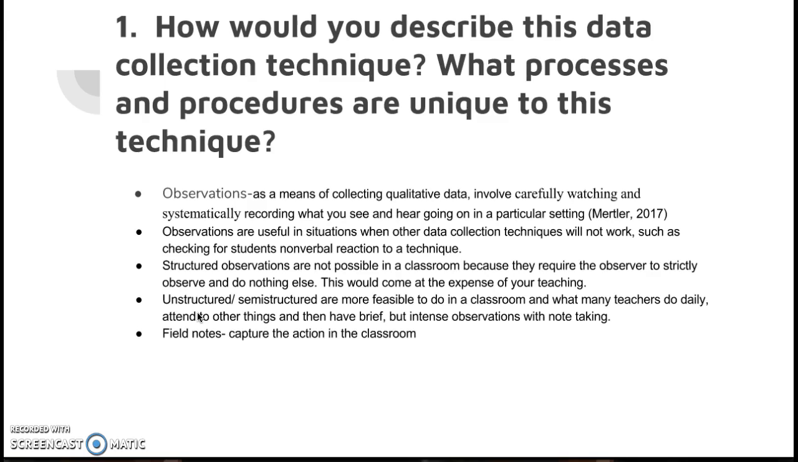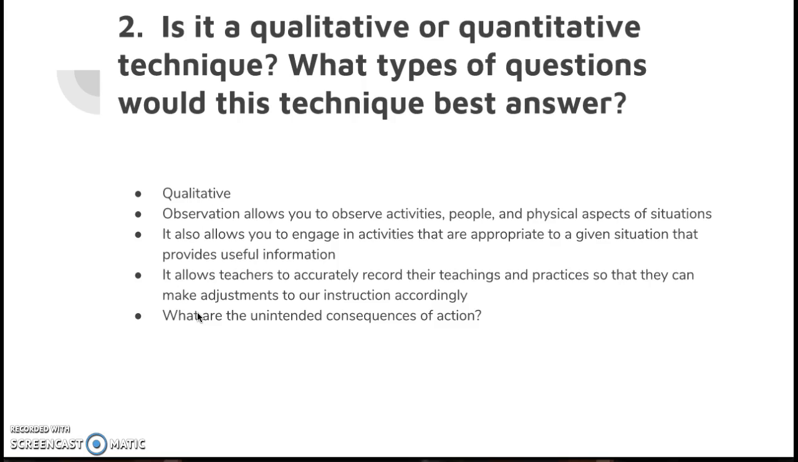So one of the examples that they gave in the text was that if you're an English teacher and you want to focus on how different questions affect student engagement or something like that, you would write down the questions you're asking and the student engagement, so that would be specific to that particular situation. So observations are a qualitative research technique, and they allow you to observe activities and people and physical aspects of situations.